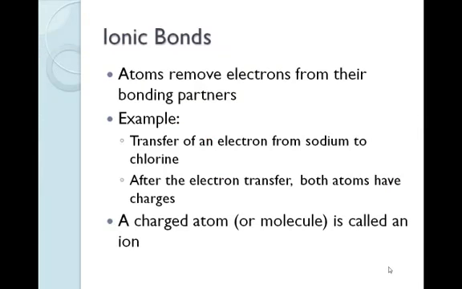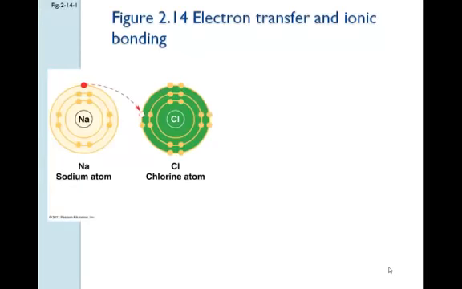A second type of chemical bonding is ionic bonding. In ionic bonding, electrons are removed from one atom and transferred to another. An example of ionic bonding is in sodium chloride, commonly known as table salt. The outer electron of the sodium atom is transferred to the outer shell of the chlorine atom. This creates 2 charged atoms called ions. Let's see how this works.